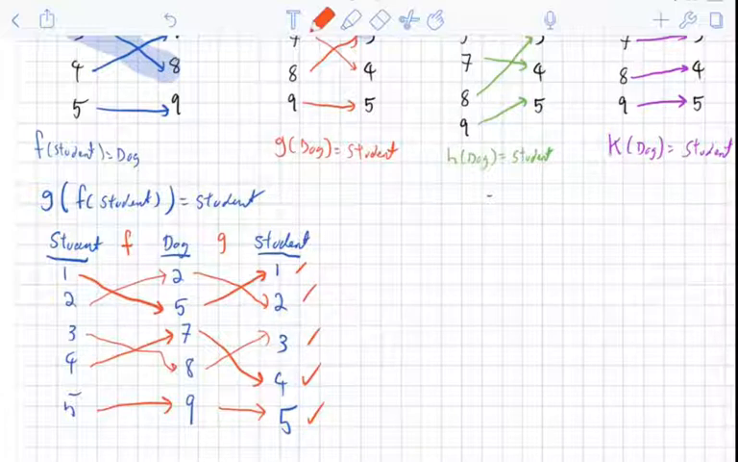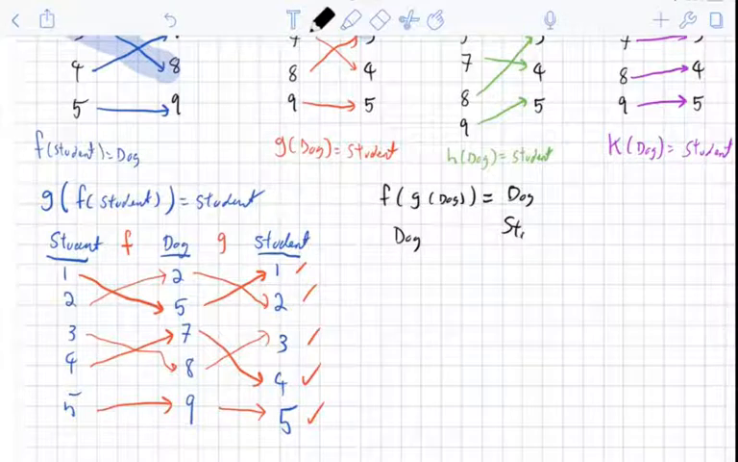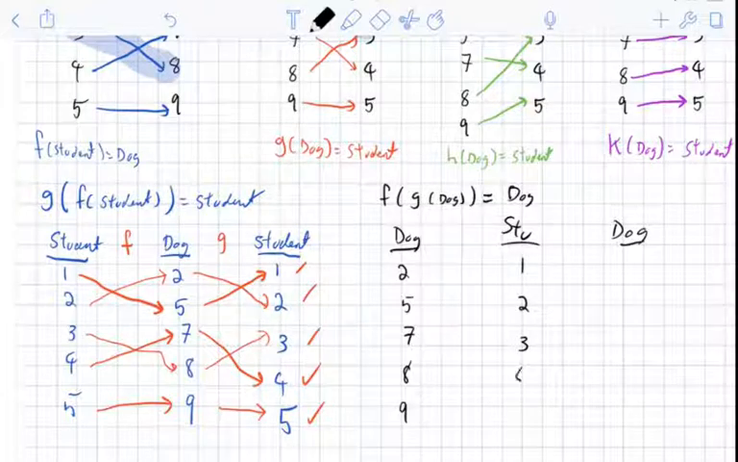You don't just want to test one of them, you want to test it going the other way too. F of G of dog equals dog. Check that. So dog column, student column, dog column. 2, 5, 7, 8, 9. 1, 2, 3, 4, 5. 2, 5, 7, 8, 9.